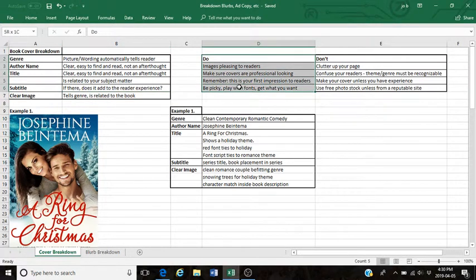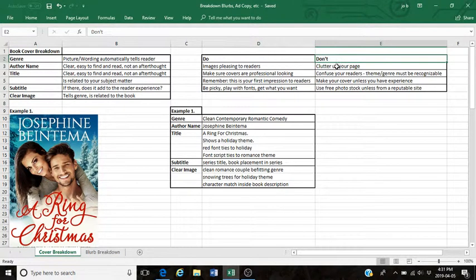The do's for your book cover are: make your images pleasing to your readers. Make sure your covers are professional looking. Remember, this is your first impression to your readers, and your first impression is your most important impression, because if you don't get past the cover, they are not going to read your blurb, and then they're not going to purchase your book. So be picky with your cover, play with your fonts, get exactly what you want. Make sure it's professional and exactly what you're looking for so that your readers can see your cover and immediately go, oh, that's what that's about.